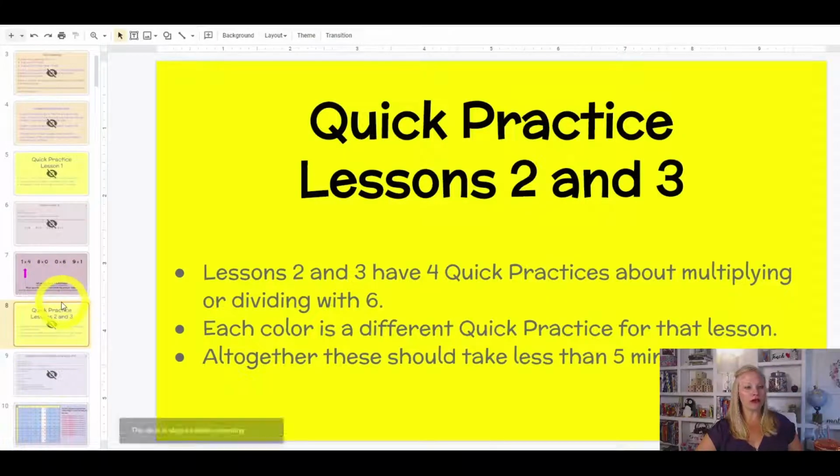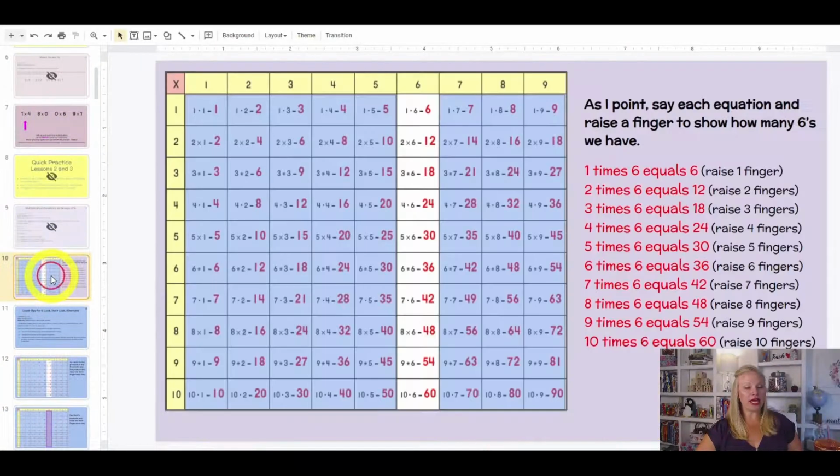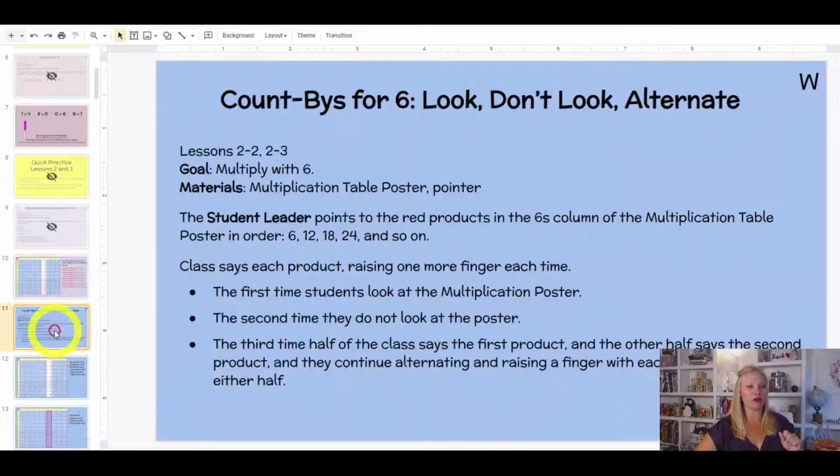Then we go to quick practice for lessons 2 and 3, and it's going to follow the same format that we used when we did the quick practices for Unit 1. Okay, so here we go. The student leader would point, and everyone else is using their fingers in the camera, or if you're face to face, everyone's responding. 1 times 6 equals 6. 2 times 6 equals 12. 3 times 6 equals 18. And we're just going to go down the path, so on and so forth.